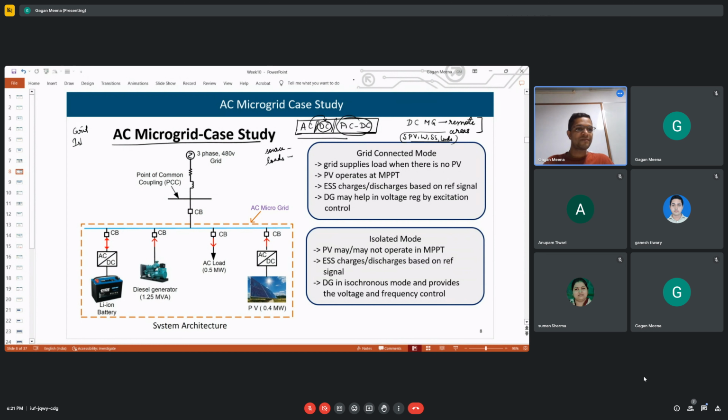Why do we need a diesel generator here? Can you tell? Will it be required? For reactive support, sir. Reactive power support, and active power support if needed. Yeah. So when will that active power be needed?